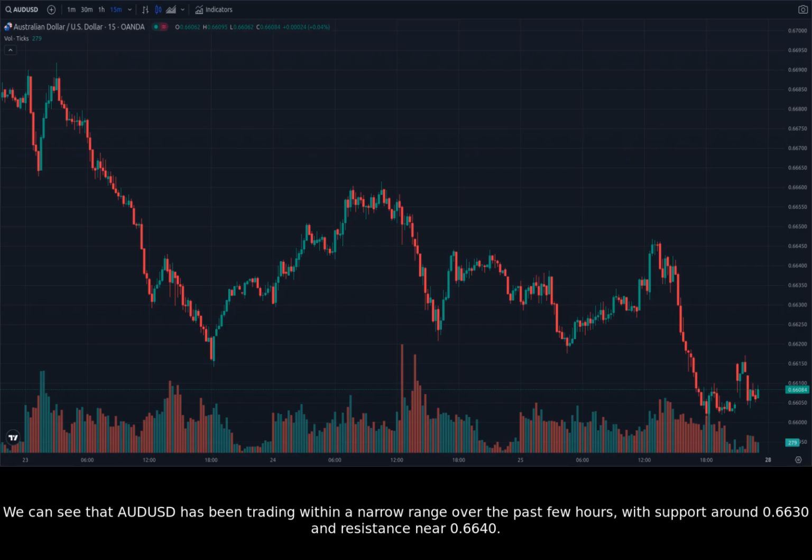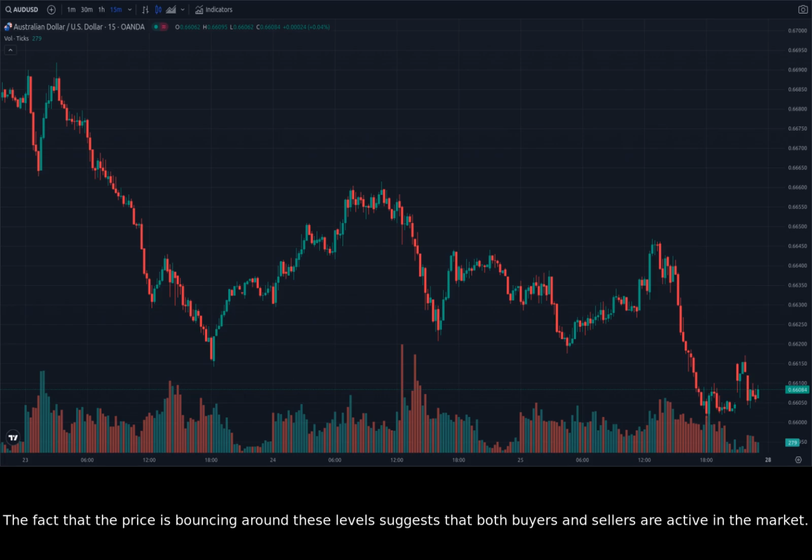We can see that AUDUSD has been trading within a narrow range over the past few hours, with support around 0.6630 and resistance near 0.6640. The fact that the price is bouncing around these levels suggests that both buyers and sellers are active in the market. The market seems to be waiting for a catalyst to break out of this range. Let's examine the 15-minute chart from the past 6 hours to see if there are any clues about the potential direction.